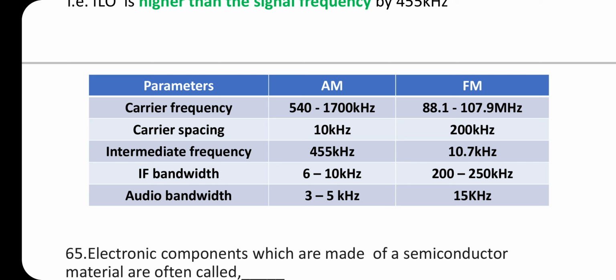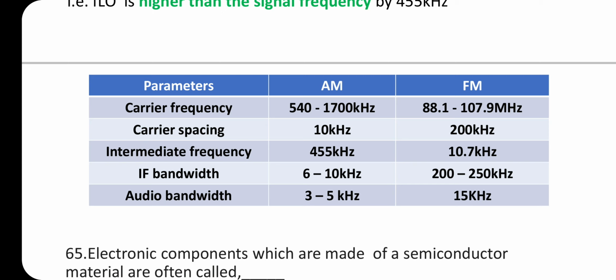Parameters for AM and FM. Must memorize this table. Carrier frequency for AM it is 540 to 1700 kHz. For FM it is 88.1 to 107.9 MHz. The carrier spacing for AM is 10 kHz and for FM it is 200 kHz. Intermediate frequency for AM is 455 kHz. For FM it is 10.7 kHz.